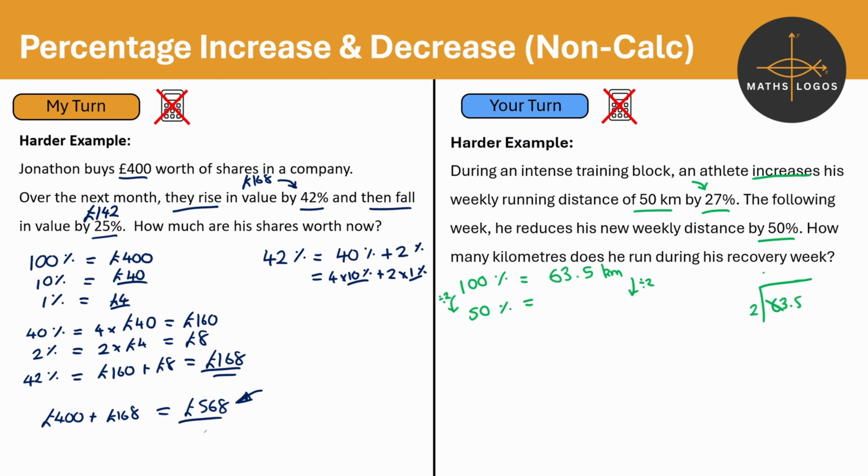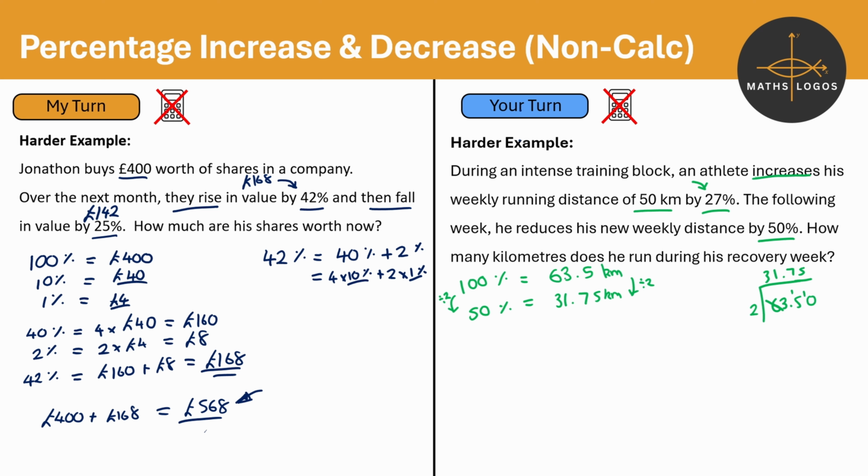2 goes into 6 3 times with nothing left over. 2 goes into 3 once to give me 2 with 1 left over. 2 goes into 15 7 times to give me 14 with 1 left over. 2 goes into 10 5 times. So 50% is 31.75 kilometers.